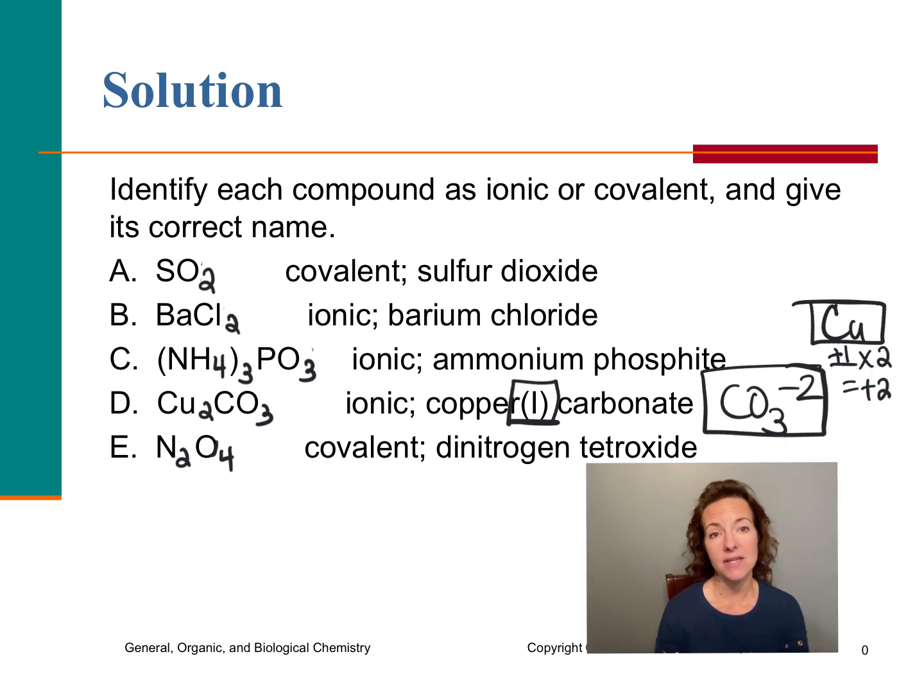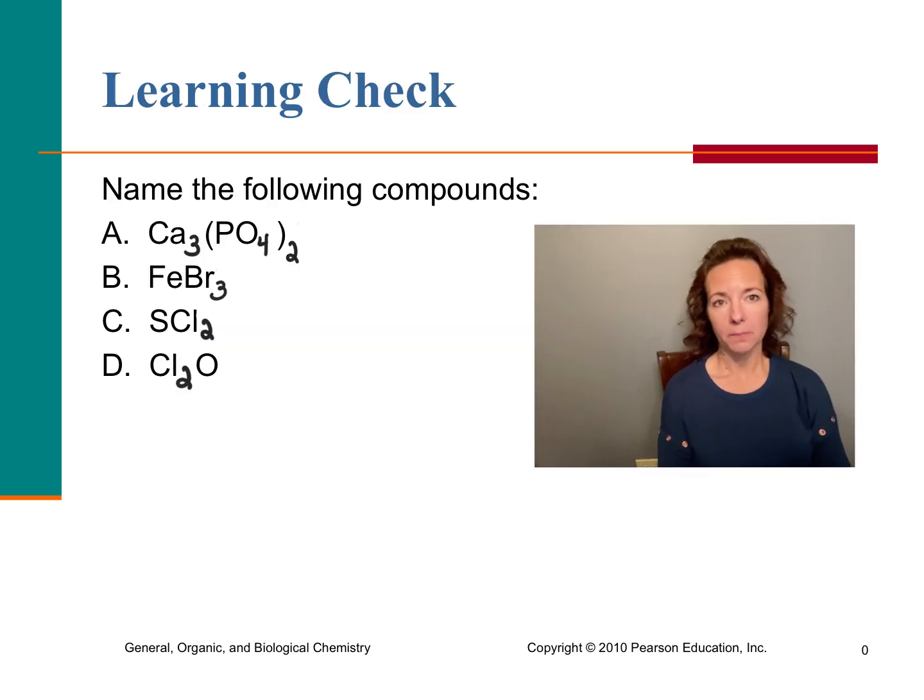And then letter E is covalent. So we name the nitrogen, we change the name of the oxygen to oxide, and we put our prefixes in. So we've got 2 nitrogens, we're gonna say dinitrogen. We've got 4 oxygens, we're gonna say tetraoxide. So we're gonna name these compounds.